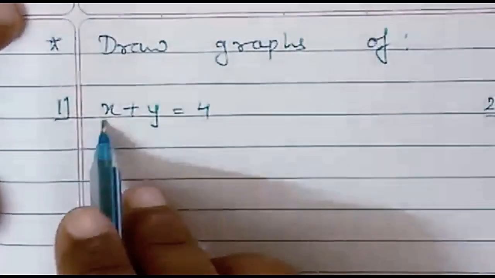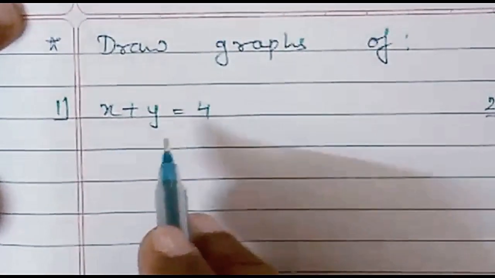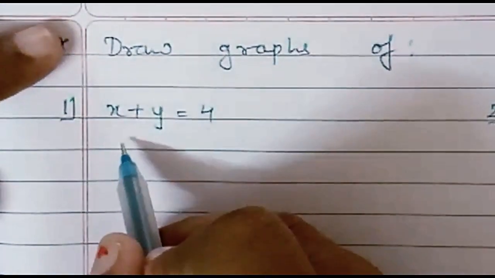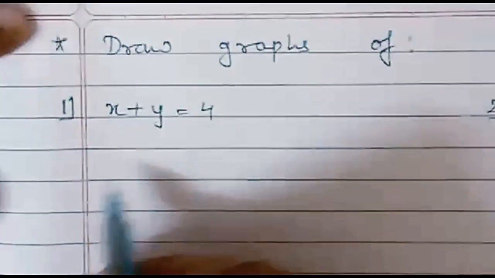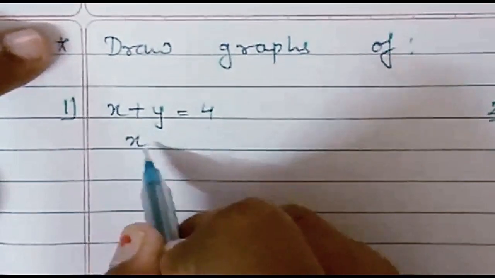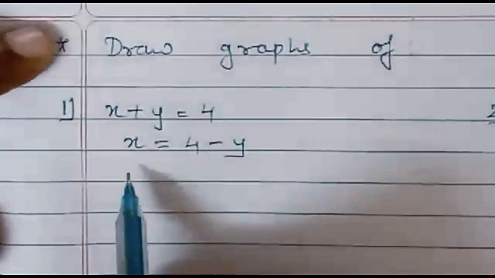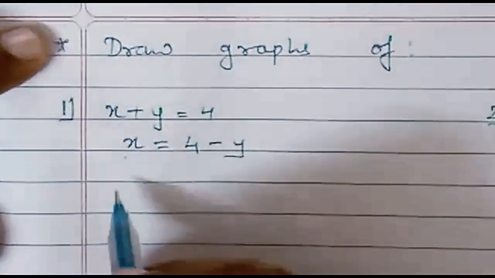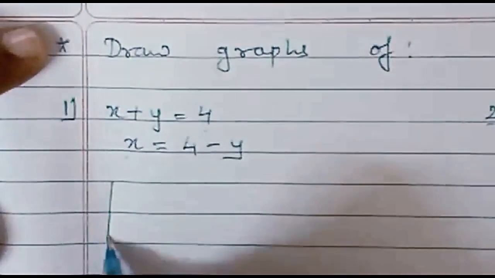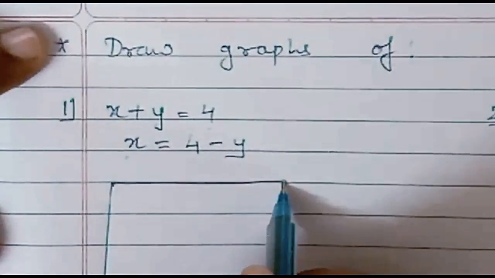Now let us draw a few graphs. It is written x plus y is equal to 4. Obviously, it is a linear equation. As the last two times I had obtained the equation in terms of y, this time let me write x is equal to 4 minus y, right? So I have obtained the equation in x format. Now you can draw the table as usual.